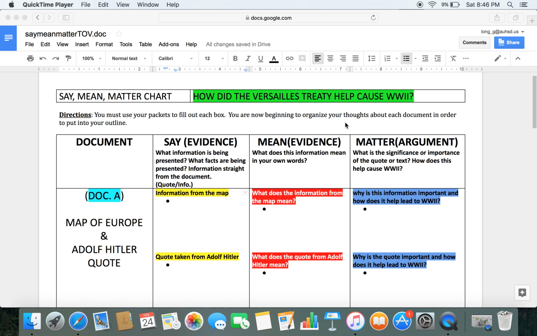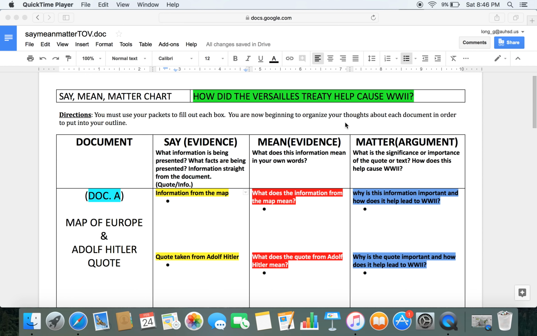The next category is the mean box. And basically all I'm asking you is, what does this information mean in your own words? So you have to break it down. And if you listen to video lectures and you do this correctly and you highlight and you annotate, it's going to be very easy for you to put stuff into your own words.